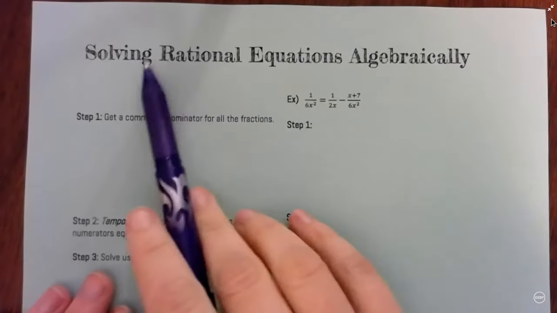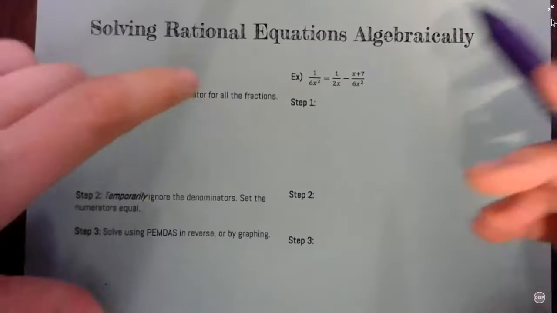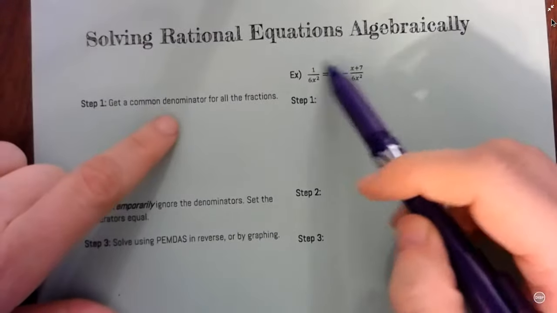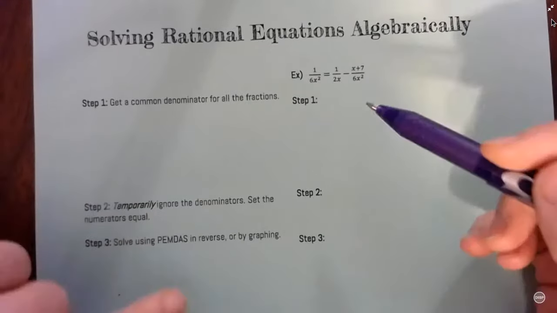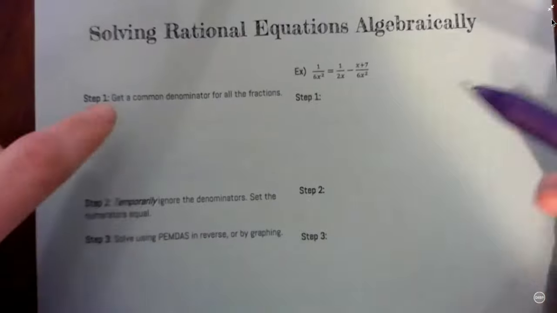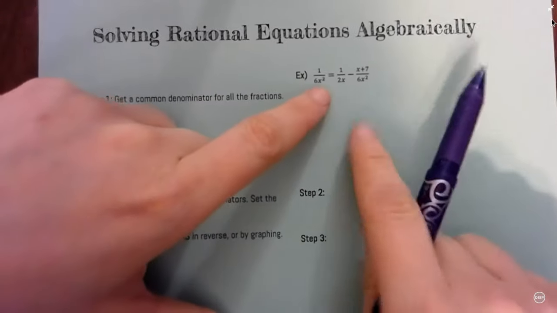Welcome, students, to Solving Rational Equations Algebraically, which is on page 6 of your notes. So in order to solve something like this algebraically, we have to get common denominators before we can do anything like reverse PEMDAS that we're used to. So let's first get a common denominator for all the fractions.